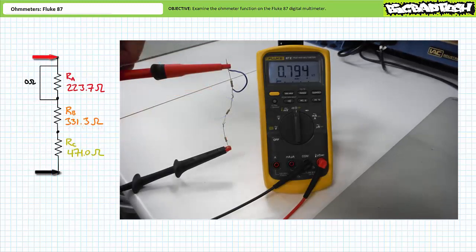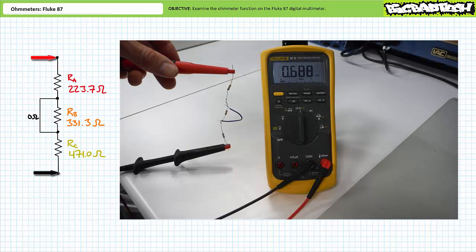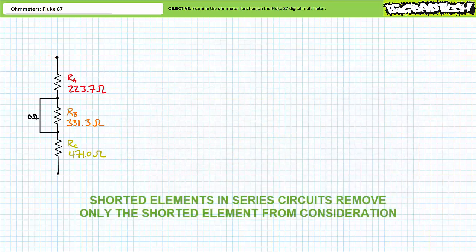If we include shorted resistor A in the series combination of all three resistors, the ohmmeter demonstrates the total resistance of the series path is now only the series combination of B and C, implying that shorted resistor A is essentially excluded from consideration. What happens if we return resistor A to its original configuration and short resistor B? The ohmmeter demonstrates the total resistance of the series path is now only the series combination of resistor A and resistor C, implying that shorted resistor B is essentially excluded from consideration.